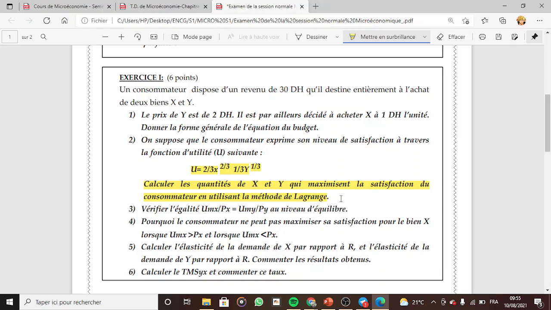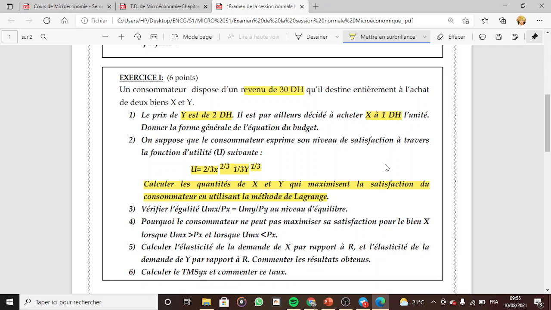Yes. Okay. But have we been given the prices for X and Y and the revenue in this question? Yes, you have. The revenue is on top here. It's 30 dirham. And then the prices of these things are given in question 1. The price of Y is 2 dirham. And the price of X is 1 dirham. So you've been given. Yeah.